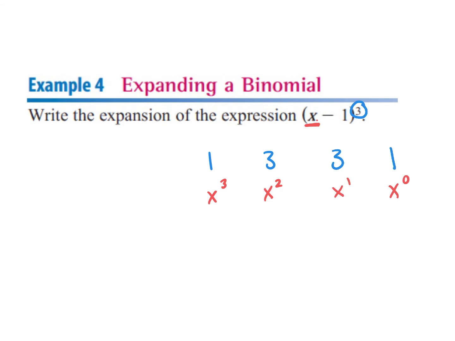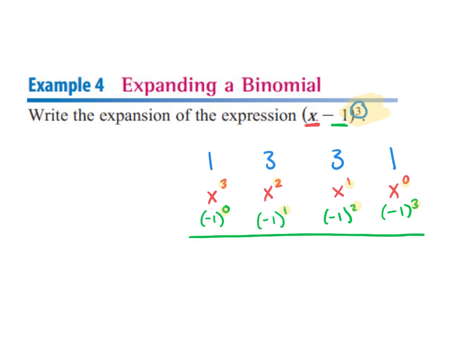Then my second term in my binomial here is what? Negative 1. What's the first degree going to be here? To the power of 0. Negative 1 to the first power. Negative 1 to the second power. Negative 1 to the third power. We could double check that we put the exponents right because it's always going to add up to 3, since our degree that we started with was 3. So then we multiply our columns together.